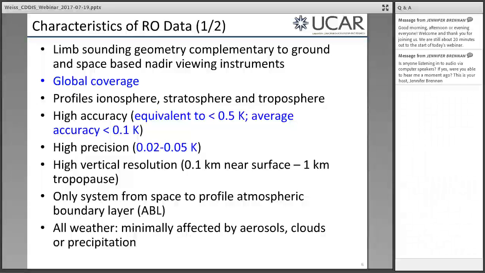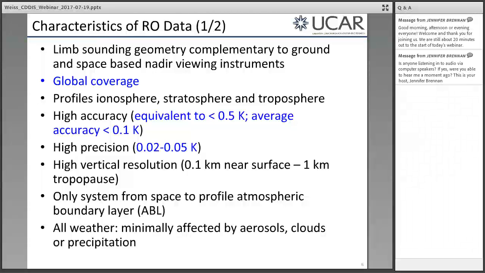So, some characteristics of radio occultation data. I just highlighted a few things; I won't go through all of these. Just like GNSS navigation, the radio occultation technique from space using GNSS signals works globally. It doesn't matter where you are, whether it's over an ocean or over land. We get profiles of the ionosphere, the stratosphere, and the troposphere.